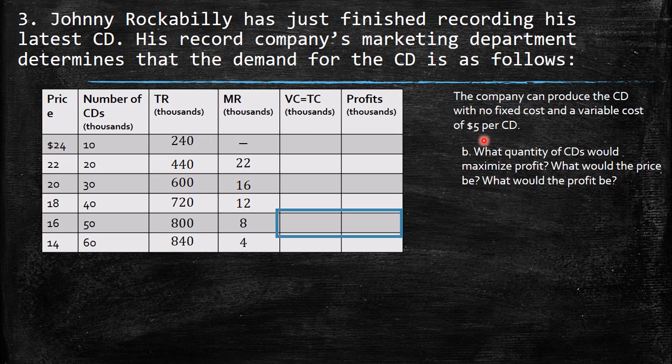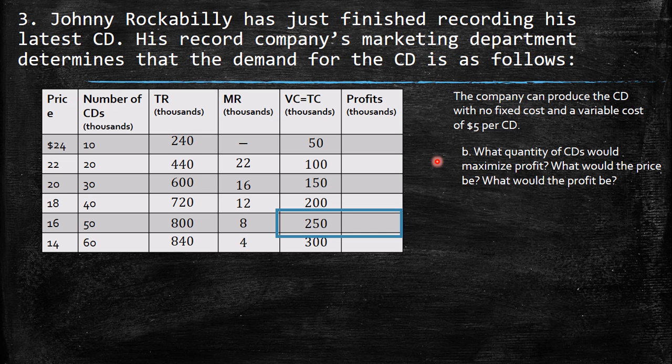The variable cost is going to be 5 per city, so then 5 times 10 is going to be 50,000. So we just represent here 50. Then we have 5 times 20, which is going to be 100. 5 times 30, 40, 50, 60.